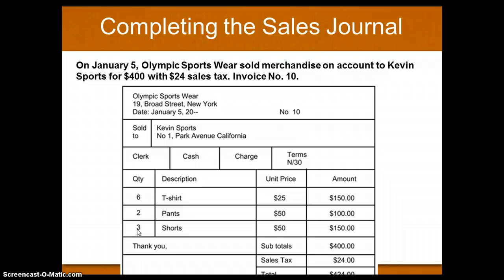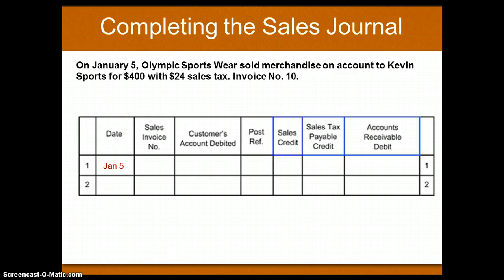We would send out this invoice to Kevin Sports, letting them know what they owe us. When we want to record this transaction into our sales journal, this is what it's going to look like. On January 5th, we copy in our date. We put in our invoice number, which is invoice number 10. The account we're working with is Kevin Sports.